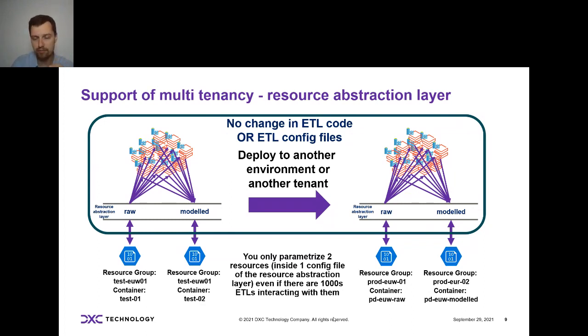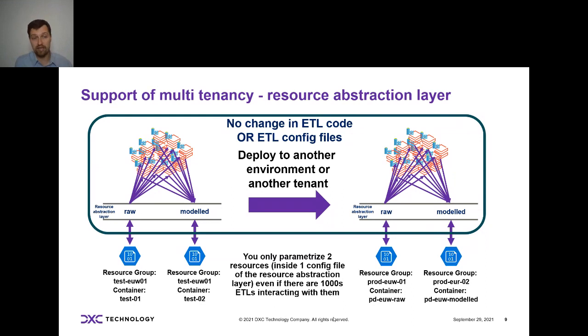Why is this much better? It's a nuanced thing, but it will save you, I don't know, weeks and weeks of development easily. Because in previous situations we had to parameterize 1,000 config files. Here, the config files of ETLs don't change because they point at raw, at modeled always. If it's production or pre-production, doesn't matter. It points at alias location. All you have to do is you parameterize one config file of the resource abstraction layer.